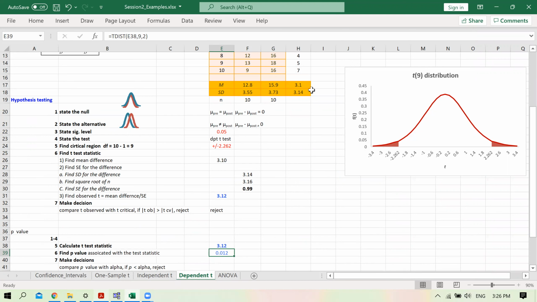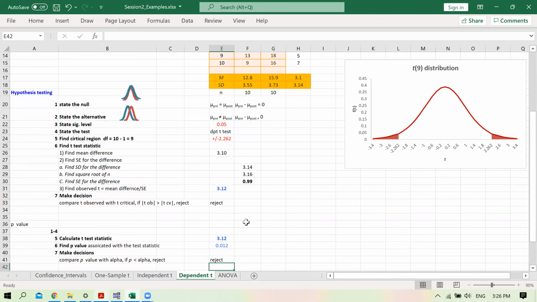So the chance of finding a sample mean difference this large is rare. It's just a 1.2% chance. So it is less than our criterion, which is 5%. So we are willing to reject. So both approaches get the same results. So we reject the null, and we conclude that the alternative is true. And so we'll say that there is a difference in the population means.